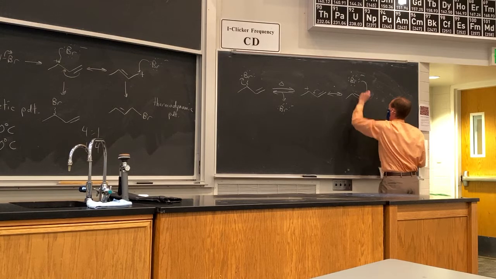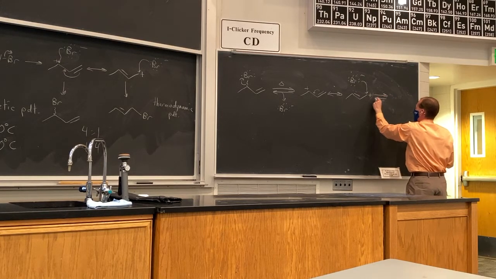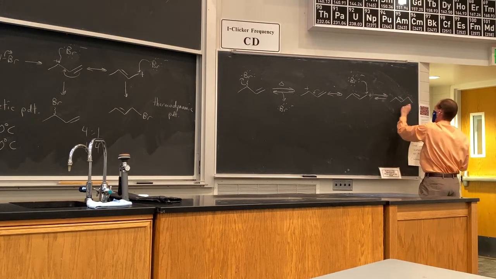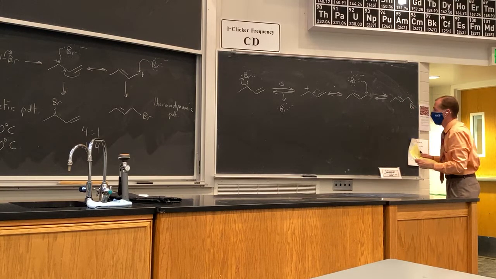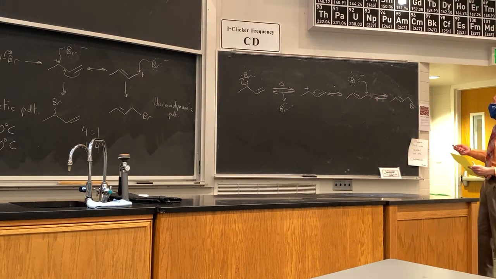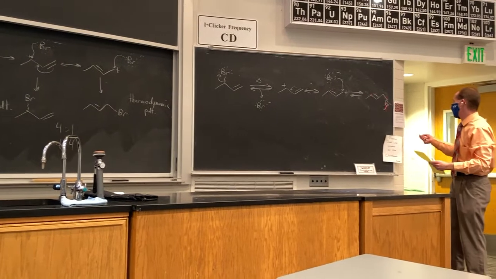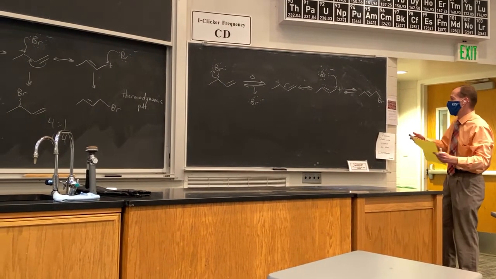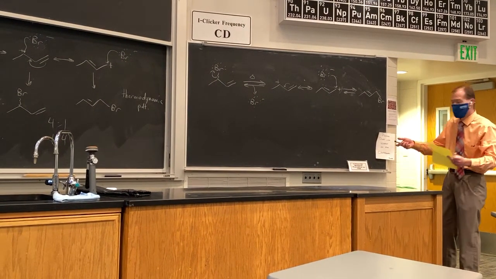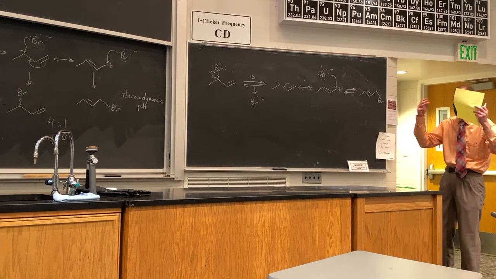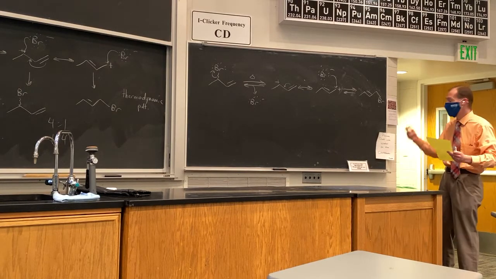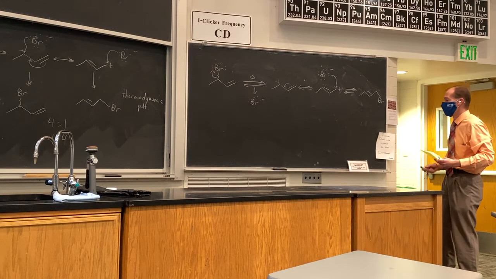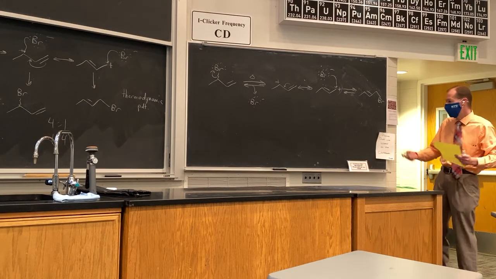But if it attacks over here, we are able to proceed on to the 1,4 product, okay? And so when we set up this equilibrium, of course, this is reversible. The bromine can still pop off. But if we set up this equilibrium, we're going to end up with the more stable product as the major product. And so the thermodynamic product will predominate.